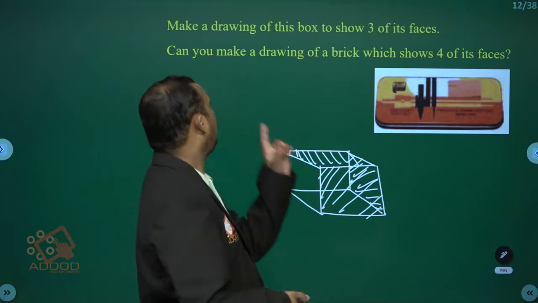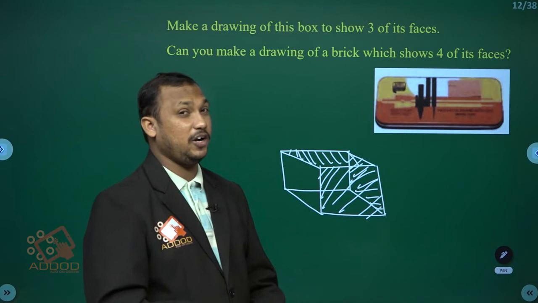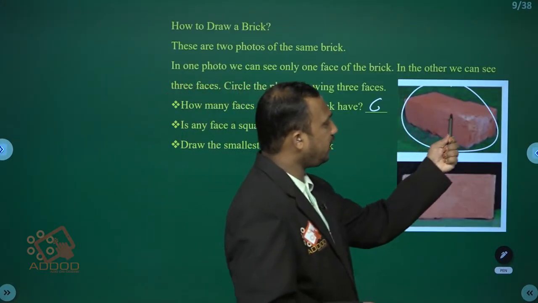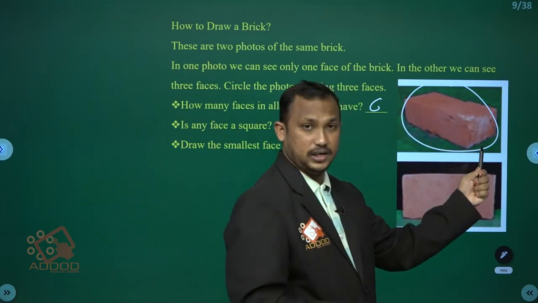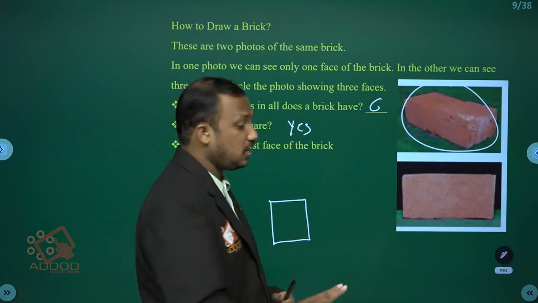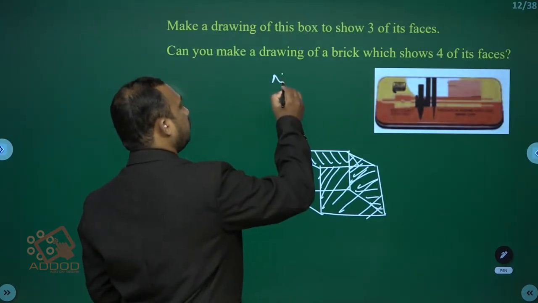Can you make a drawing of a brick which shows four faces? No, we can't. If you see here, we can see only three faces, 1, 2, 3, or else only one face. Can you see four faces? No, we can't see four faces.